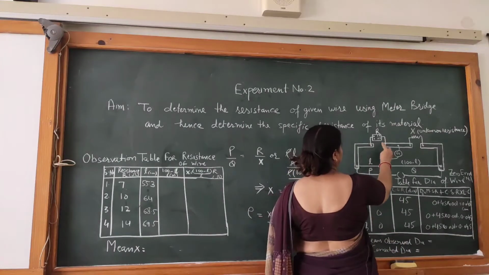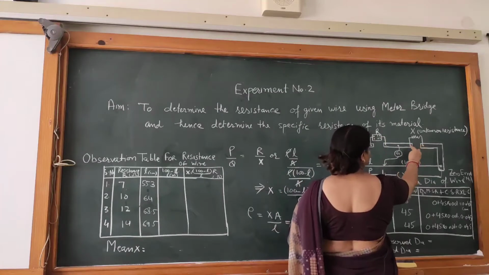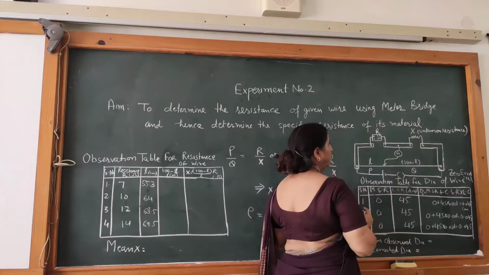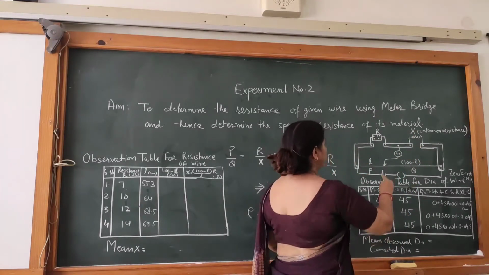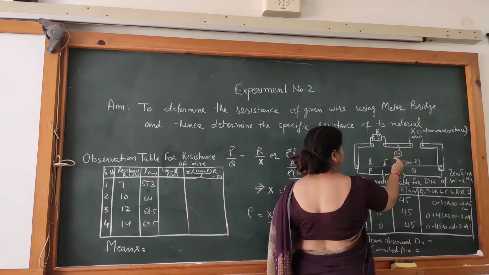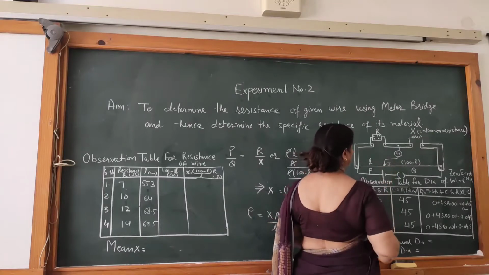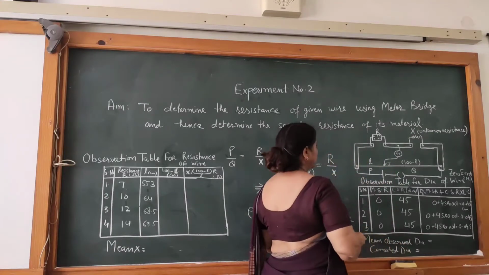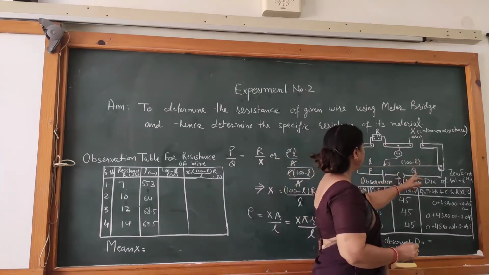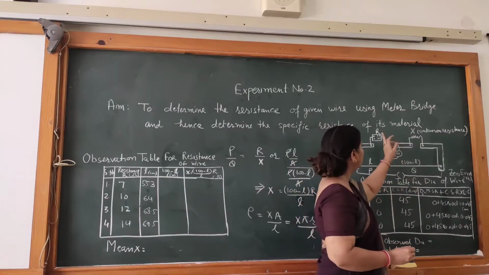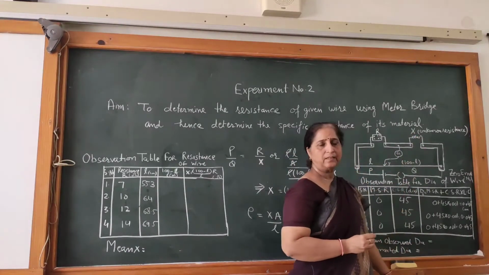In between these two terminals you will connect the resistance box, and in between these two you will connect the unknown resistance wire, and at the center terminal you will connect a galvanometer, and the galvanometer you will connect to the jockey. This is the symbol for the jockey. Now you see, in this diagram you are observing I have written P, Q, R and X.